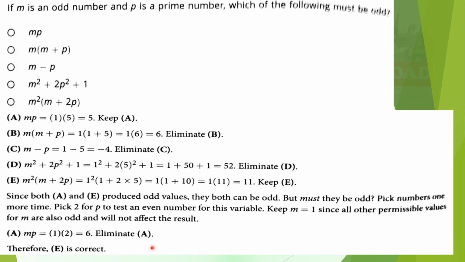Then cross check it, take other numbers. So I will choose m is equal to 1, p is equal to 2. 2 is also a prime number. Then for the first one you will get 6. 6 is an even number, so eliminate. So answer E is correct. Likewise, you should follow the trial and error method to find the answer. Option E is correct for this problem.